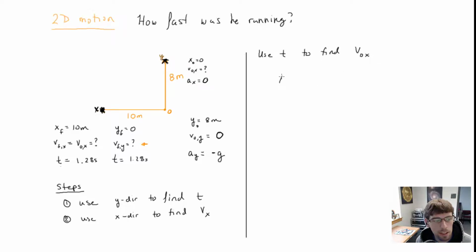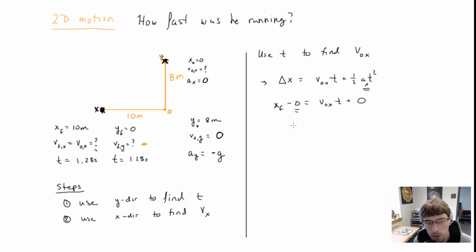We can say, okay, well, I need the one that does not involve, well, I guess v final. So I could write delta x is equal to v naught in the x direction times t plus 1/2 a t squared. It's always good to start out with the most general equation. Then we go ahead and start substituting. So we have x final minus 0 equals v naught x times t plus 0. No acceleration in the x direction. And we started at the origin in terms of the x motion.